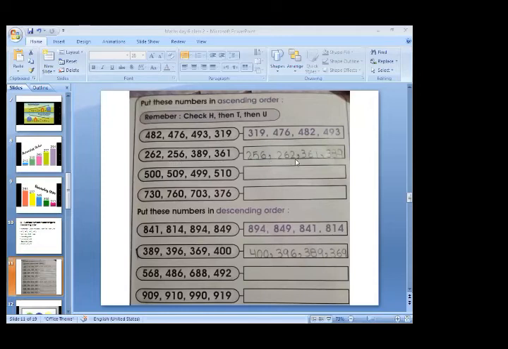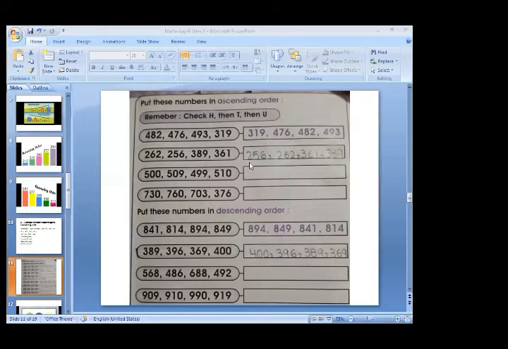After 262, two values are remaining, 389 and 361. So which one is smallest? If we check the hundred place, in both values the hundred place is the same. So we check the tens place. 8 is smallest or 6? 6 is a smaller number, so we write first 361, comma. Now 389 is left, so at last we write 389. So these numbers are arranged from smaller to bigger number. In ascending order, we start with the smaller number and end with the bigger number.